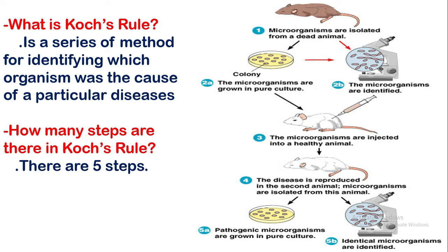Here are the 5 steps of Koch's rule, or we can say okay, it's the steps that we can use to identify which organism was the cause of a particular disease.